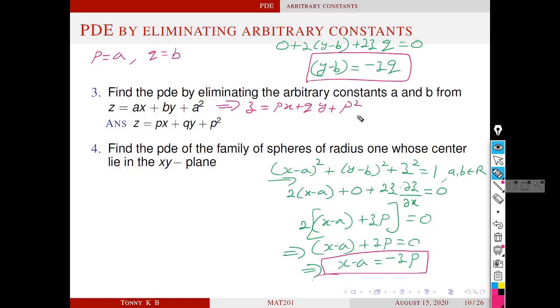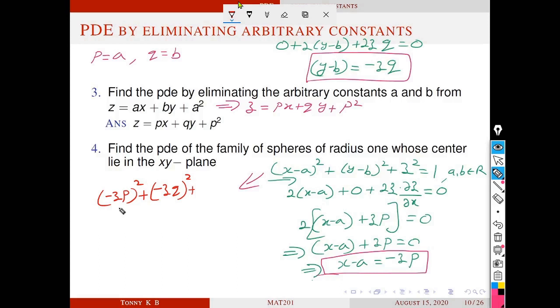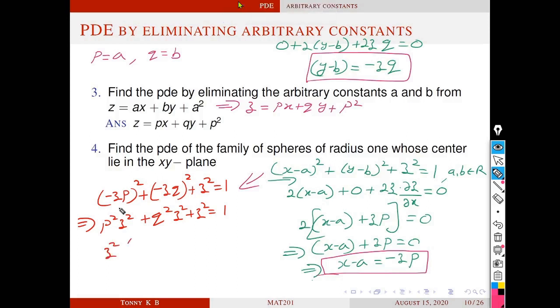Substituting these two values in this equation, then our family becomes p square z square plus q square z square equal to 1, and this implies, here z square is common, take outside, so z square times (p square plus q square plus 1) equal to 1. So this is the required PDE.